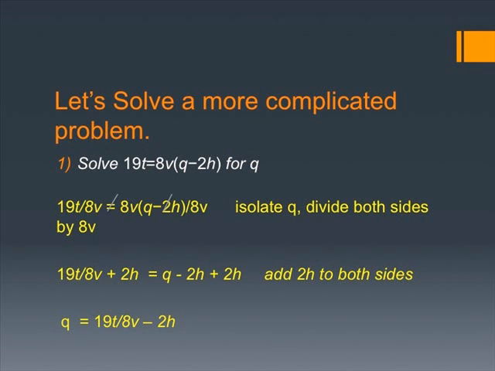Let's solve a more complicated problem. Number 1. Solve 19t equals 8v times the quantity of q minus 2h for q. We want to first isolate the variable q and divide both sides by 8v. Then we want to add 2h to both sides. We will get a solution of q equals 19t over 8v plus 2h.